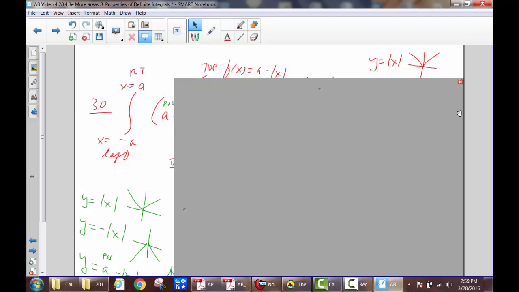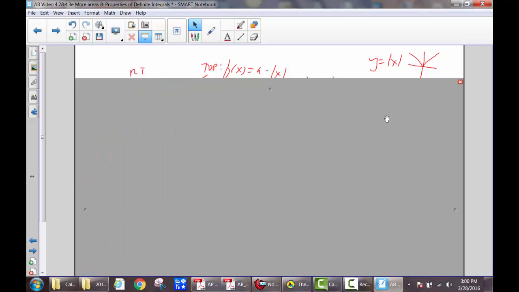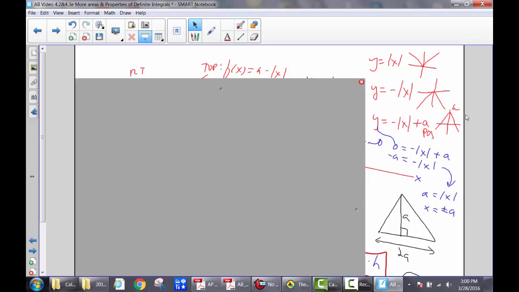So over on the side here, you know y equals the absolute value of x is that v shape turning up. So if I put a minus in front of it, flips it over the x-axis. If I add a positive a to it, and they do say a is positive, it's going to move it up a. The x-intercepts, you'll need to know where those are because you're going to need to know where they are with respect to the left and right borders.